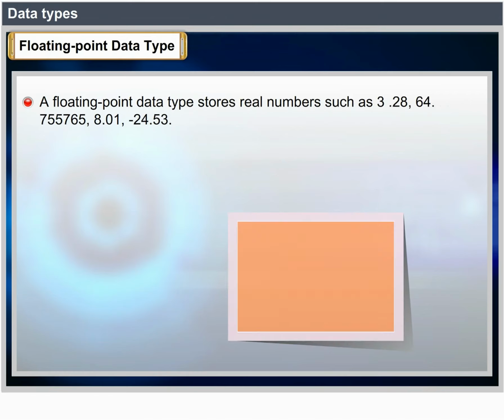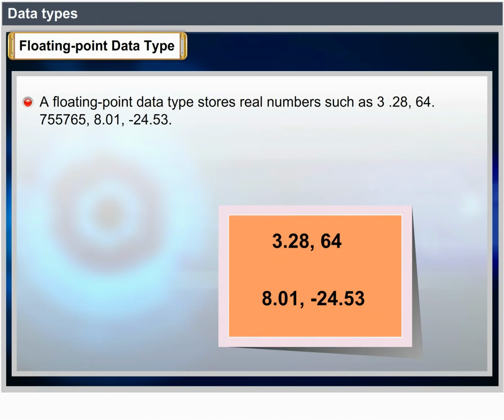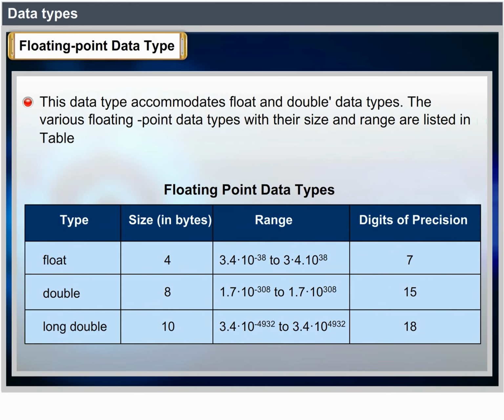Floating point data types. A floating point data type is used to store real numbers such as 3.28, 64.75565, 8.01, -24.53. This data type includes float and double data types. The various floating point data types with their size and range are listed in the table. Floating point data types are shown in the table.